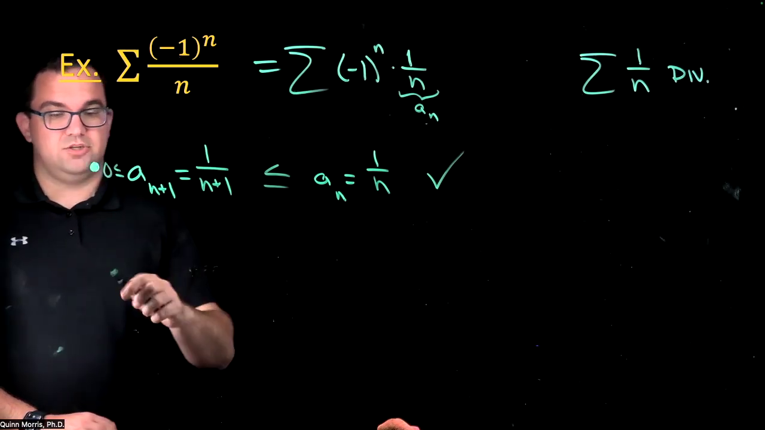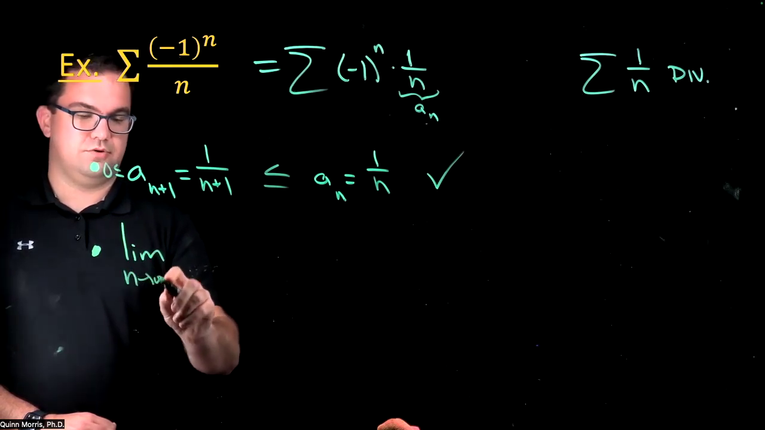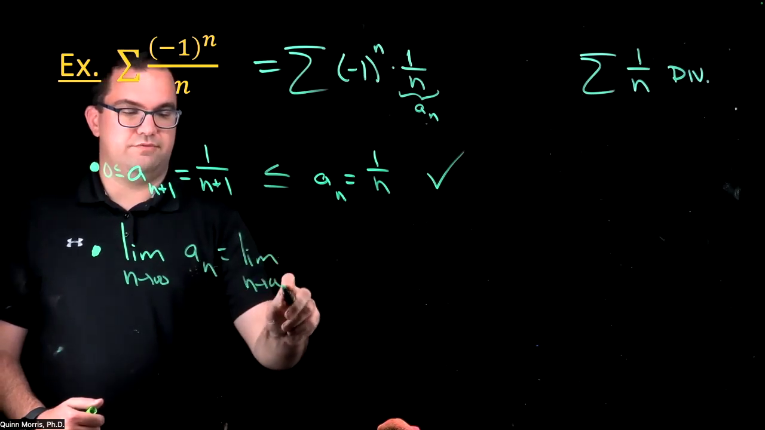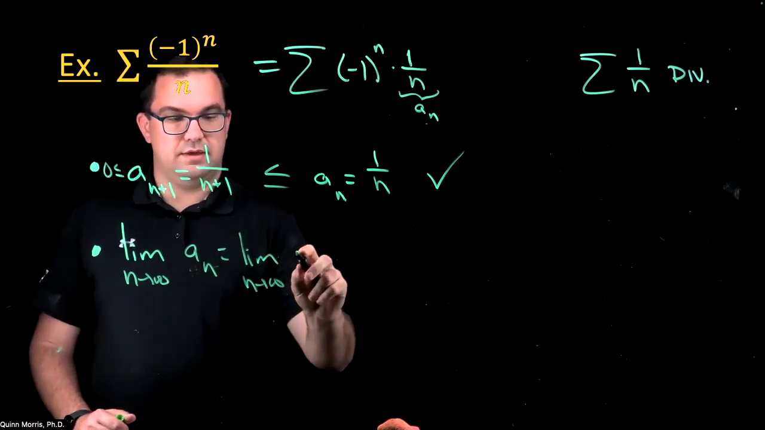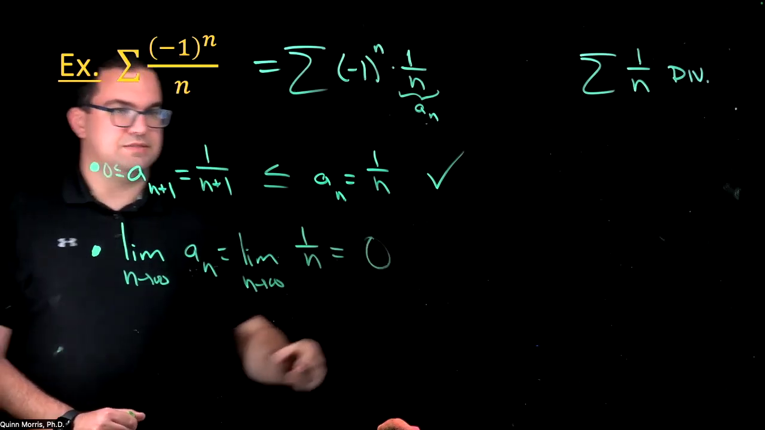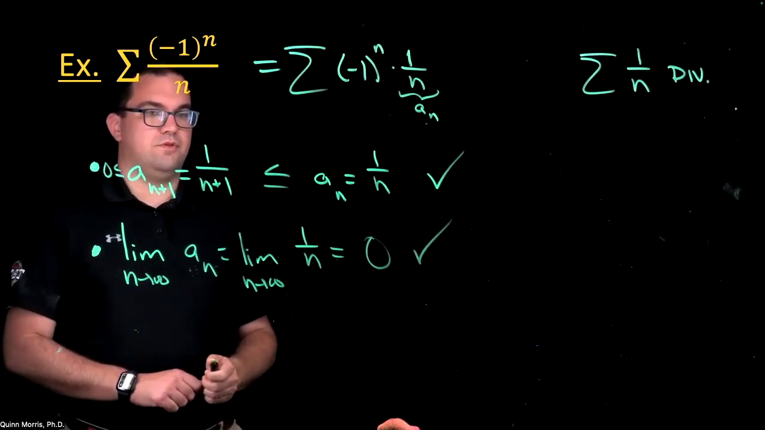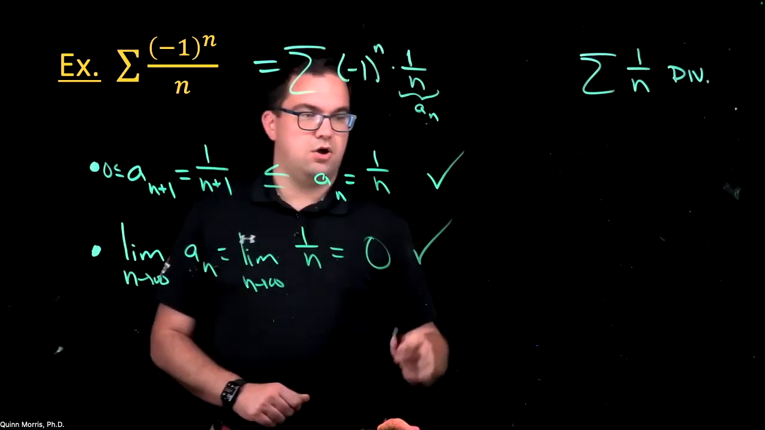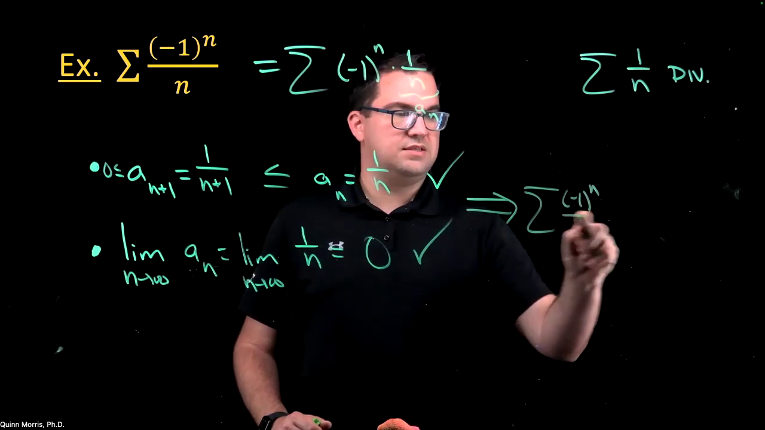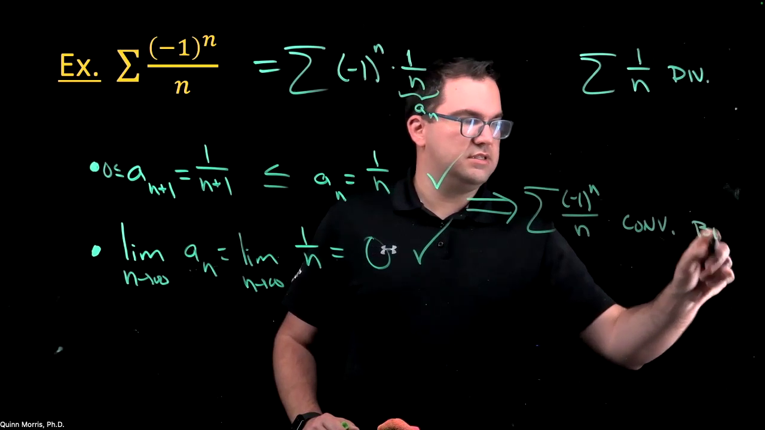Now, the second thing I need to check is that limit condition. So I need to check the limit as n goes to infinity of a_n. That's just the limit as n goes to infinity of 1 over n, and certainly that limit is 0. So that second condition is met since the limit of the terms is 0. So this series then converges by the alternating series test.